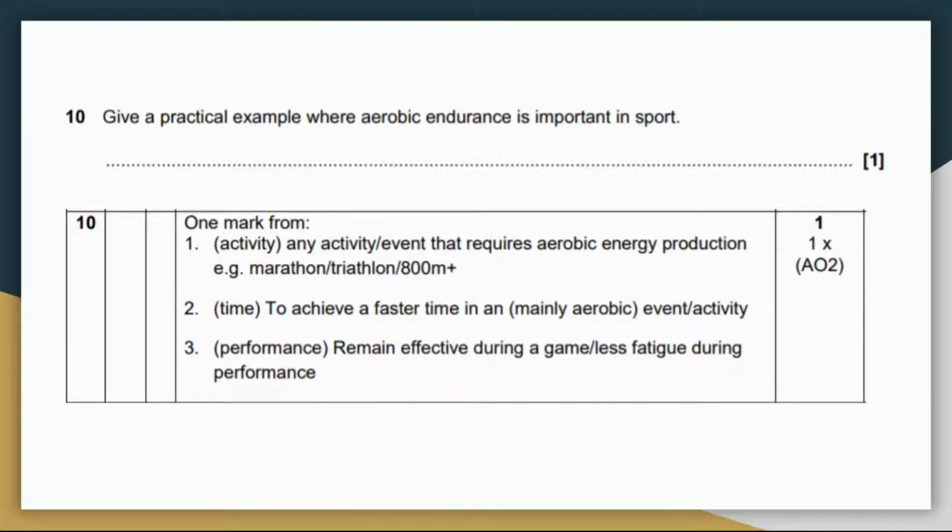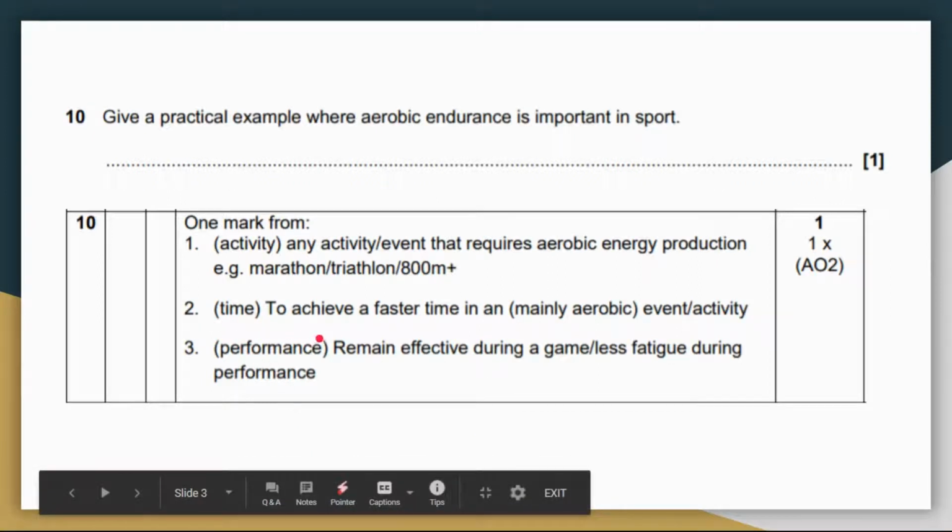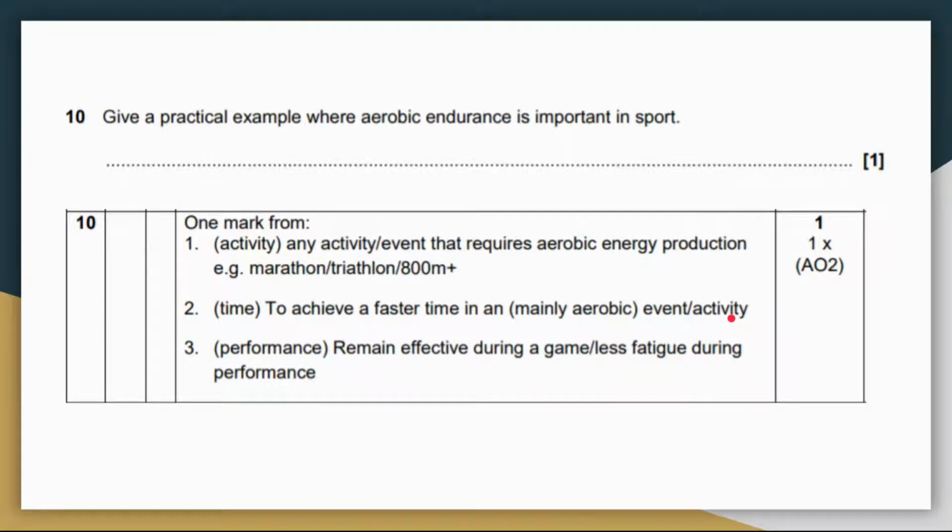So if you pick an endurance-based event, such as marathon, such as a long-distance run, such as 1500 meters, 800 meters, then that's a much safer bet. You could have said, as a couple of other example answers, that to achieve a faster time in any event, and again, you should give an example of an event such as a marathon, or if you had related to football or netball or hockey or rugby or basketball, then if you've explained that in a bit more detail, so remain effective during a game or less fatigue during performance, then that would be enough to get the mark.